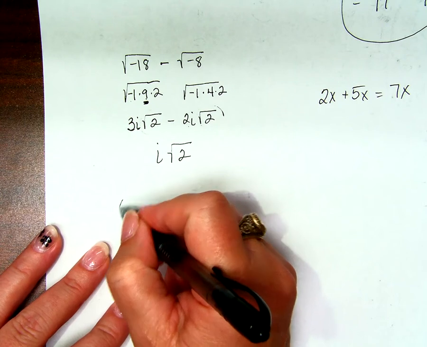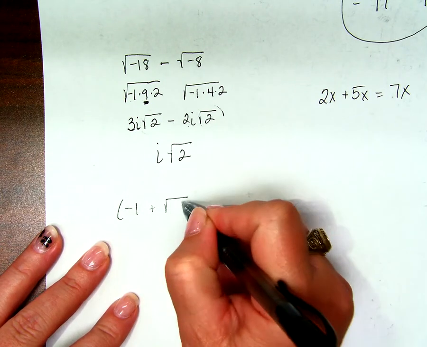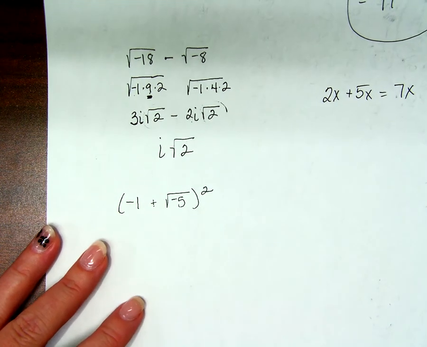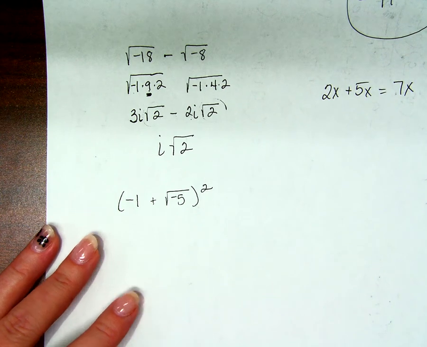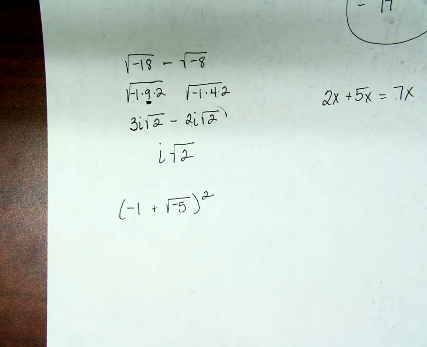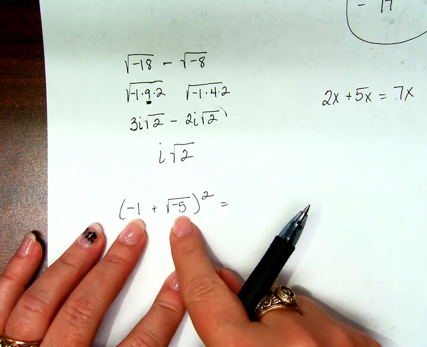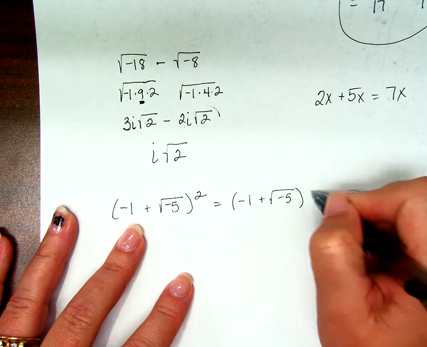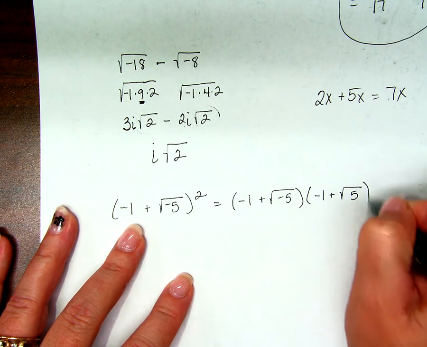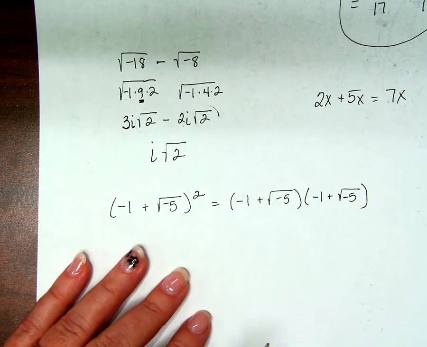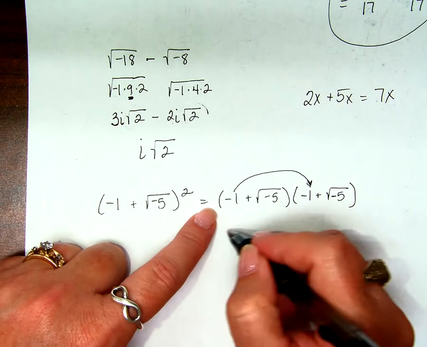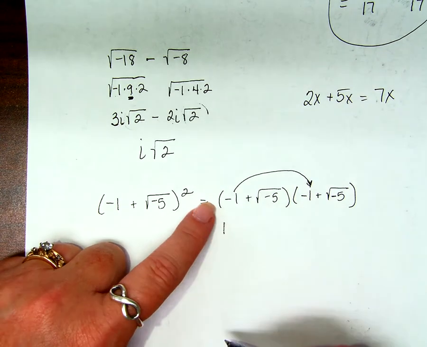Yeah, I'll show you one just so you have it. Negative 1 plus the square root of negative 5, squared. So if I have negative 1 plus the square root of negative 5 squared, what does that mean? Isn't it that times itself? So negative 1 plus the square root of negative 5 times negative 1 plus the square root of negative 5. This is just distributing, right? So negative 1 times negative 1 is 1.